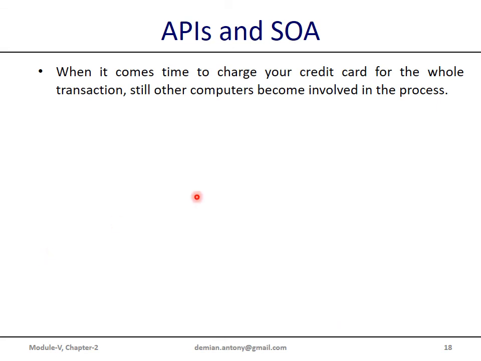Thus, when it comes to charging through the credit card for a whole transaction of booking the airline, car as well as hotel, still other computers or applications are involved in the process. Not only makemytrip.com, the application which integrates all these services, but all the service providers are involved in a well sequenced manner to complete the whole transaction.